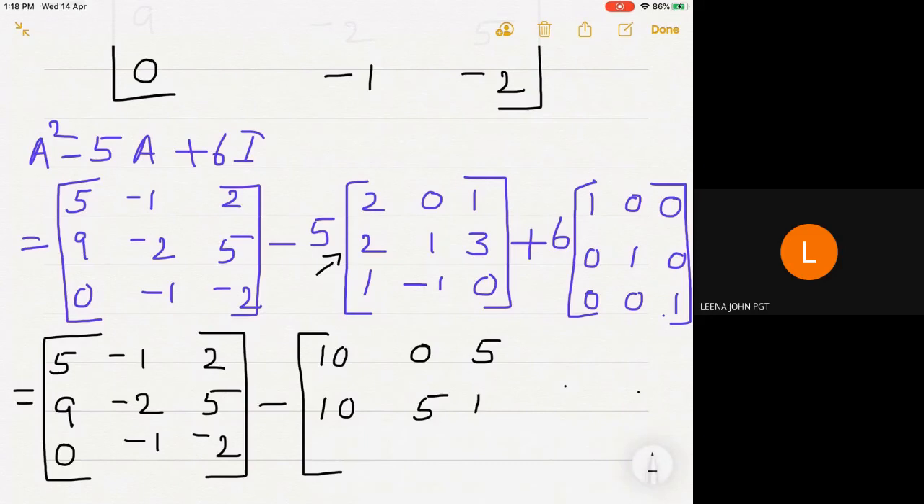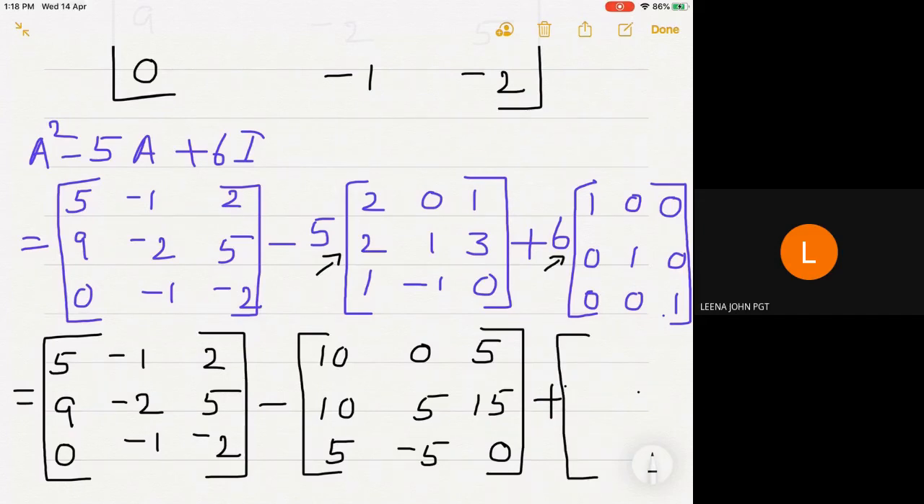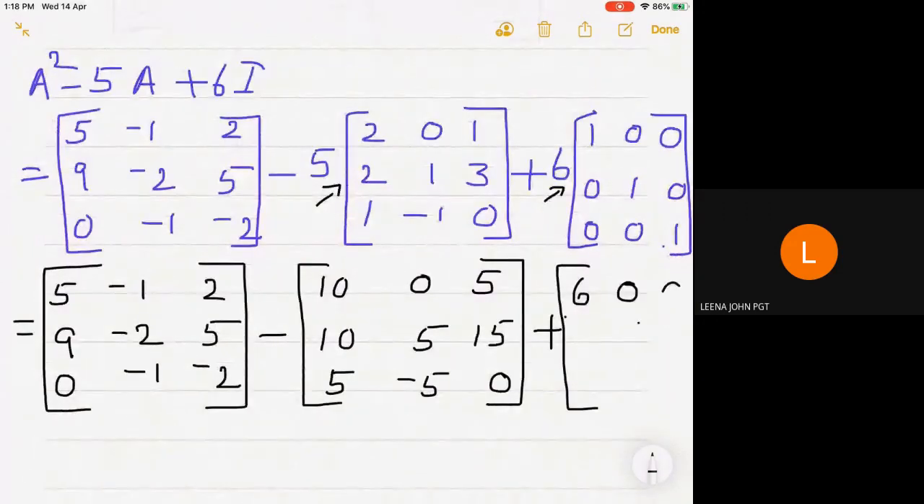5 into 3, that is 15. Then 5 minus 5, 0. Plus, here also this is a scalar multiplication. So every element you will multiply with 6. So we'll get 6, 0, 0, 0, 6, 0, 0, 0, 6.